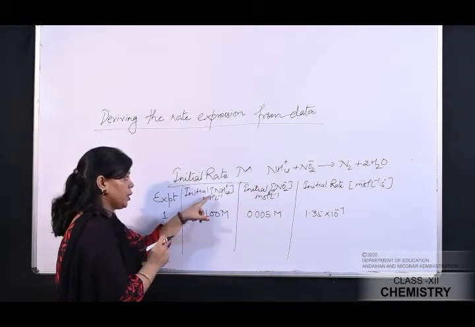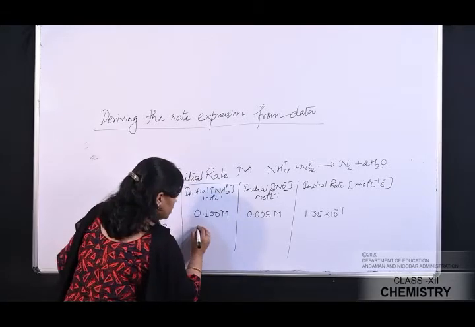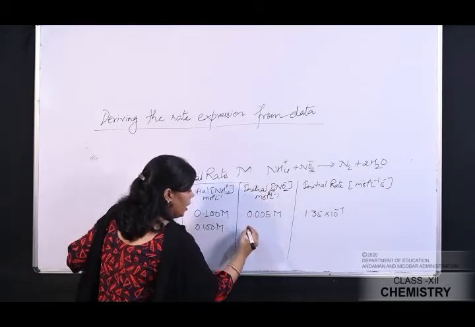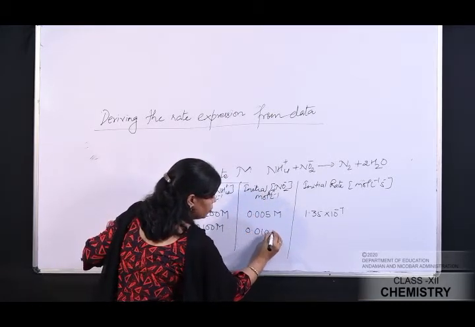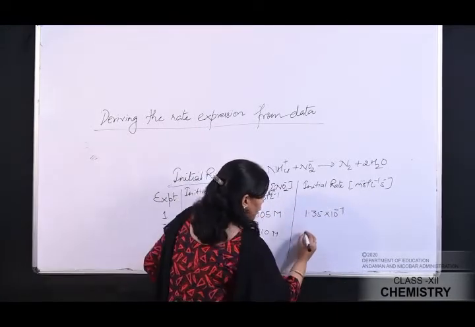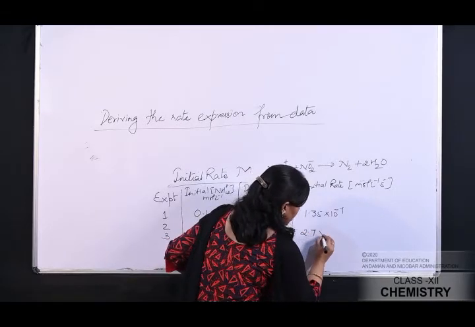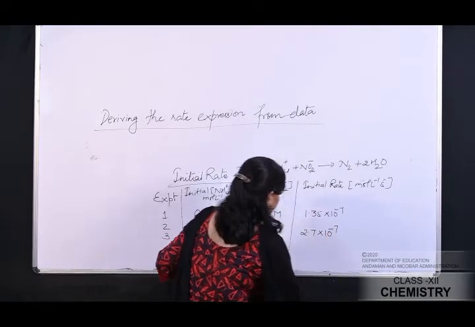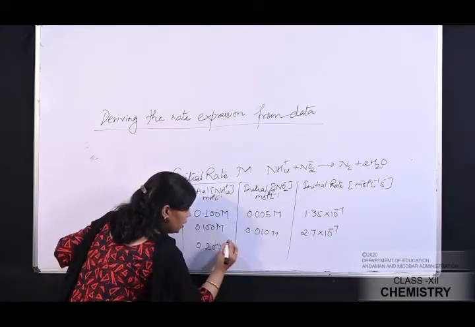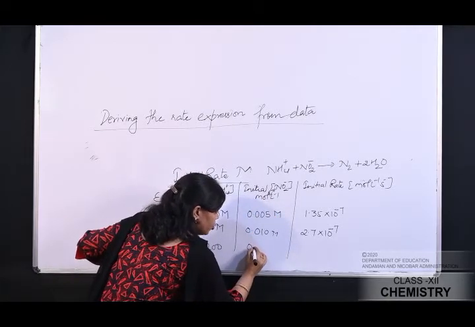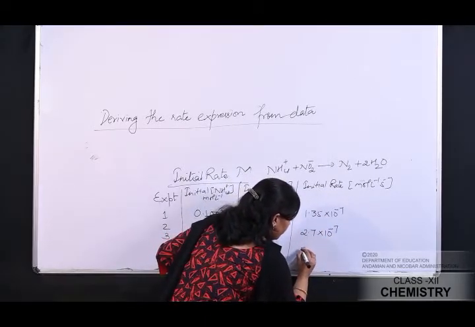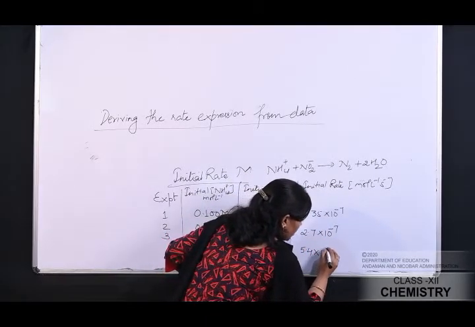In the second experiment, the initial concentration of ammonium remains constant, that is 0.100 molar. But the initial concentration of nitrite gets doubled and we get 0.010 molar. After that we observe that the initial rate of the reaction also gets doubled and the value is 2.7 into 10 to the power minus 7. In the third experiment, the initial concentration of ammonium gets doubled, that is 0.200. Initial concentration of nitrite remains the same, 0.010, and again the initial rate also gets doubled, and the value is 5.4 into 10 to the power minus 7.